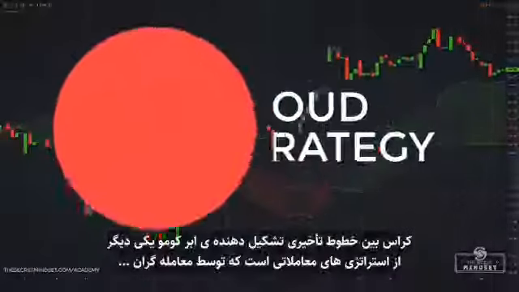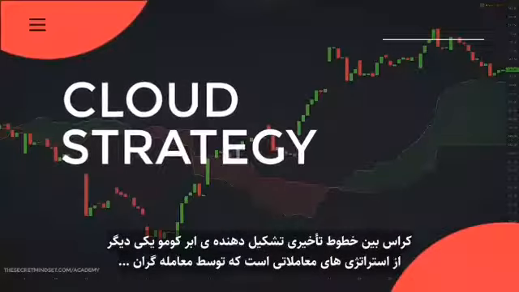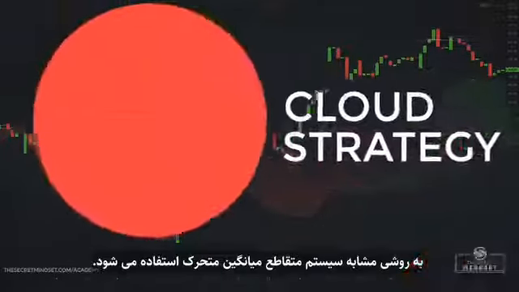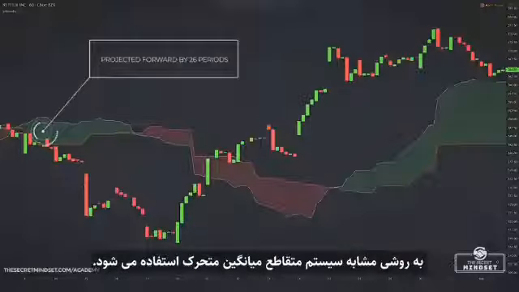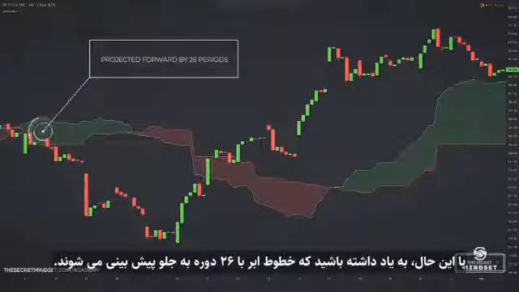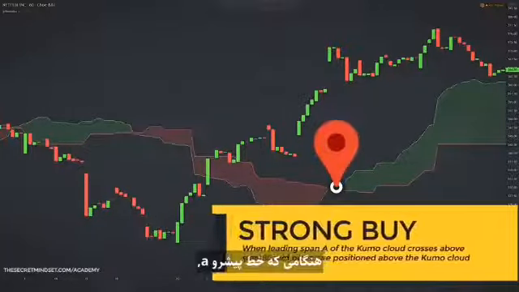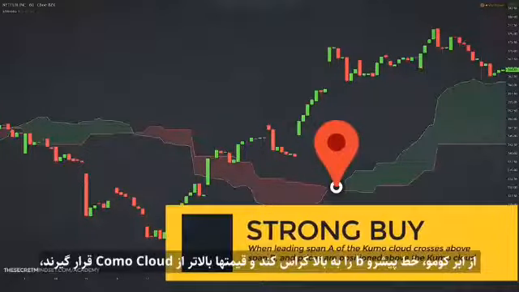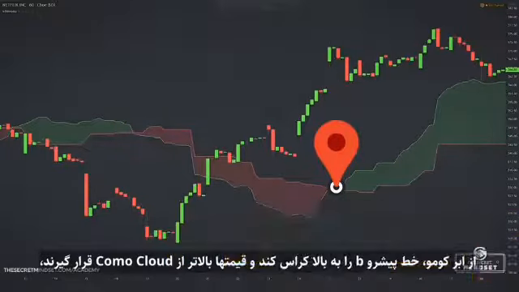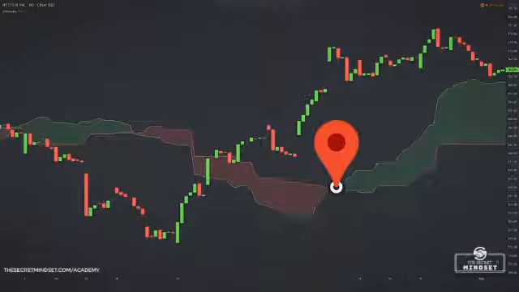The crossover between span lines forming the Kumo cloud is another trading strategy used by traders in a similar fashion to a moving average crossover system. However, remember that the lines of the cloud are projected forward by 26 periods. When leading span A of the Kumo cloud crosses above span B and prices are positioned above the Kumo cloud, we have a strong buy signal.